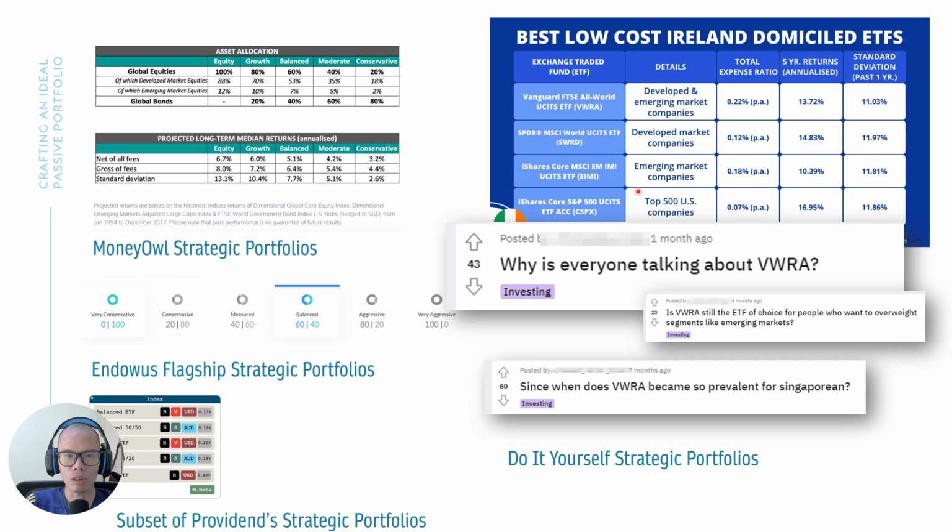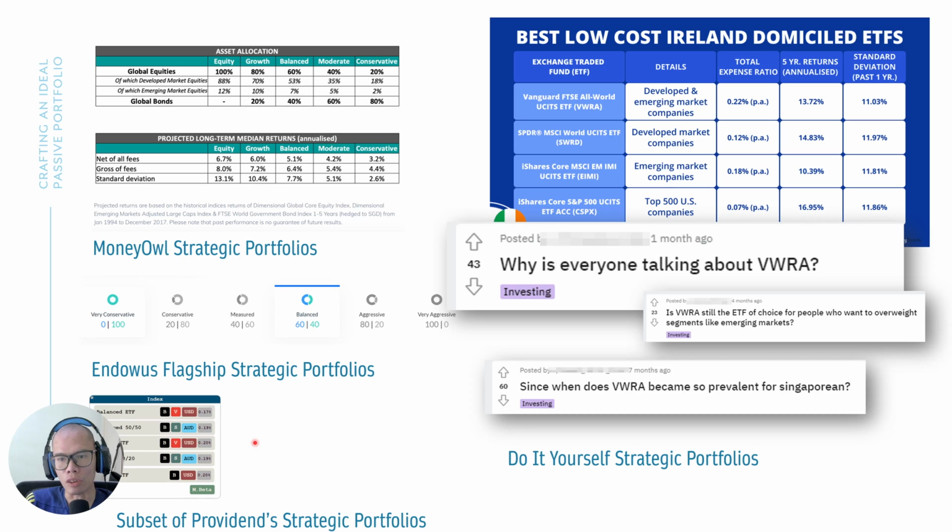When I say we're comfortable to recommend it, the place where I work, Provident, will probably have similar strategic portfolios as well. Most of them look slightly different, but I find that the underlying concepts in terms of investment are roughly the same.